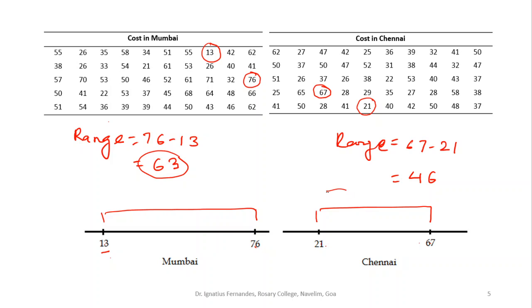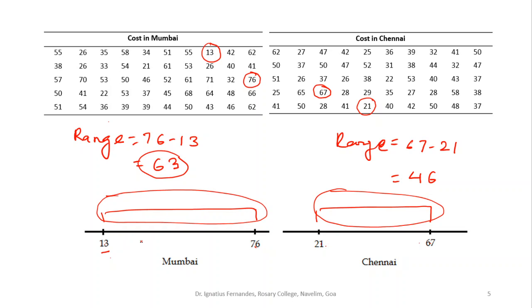So you know that the data here is more concentrated, more compact, as compared to the data which is dispersed more in this case. So range will give you an idea of over what interval the data values are dispersed, and by comparing the range you know the fluctuations in the data set that are occurring.